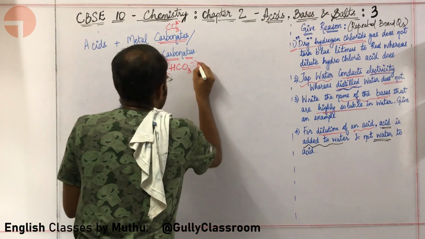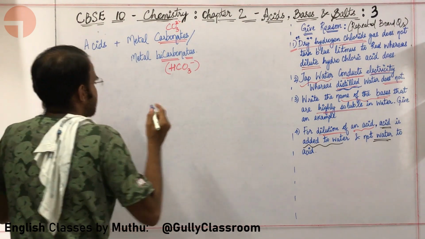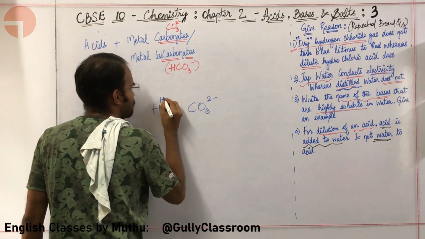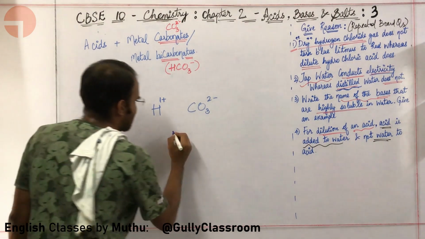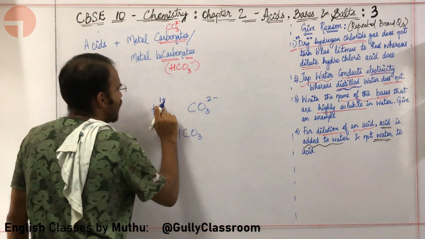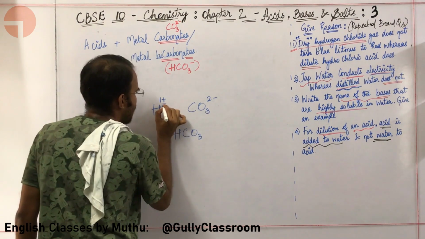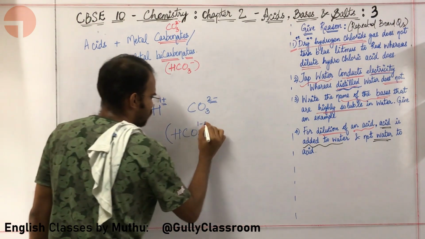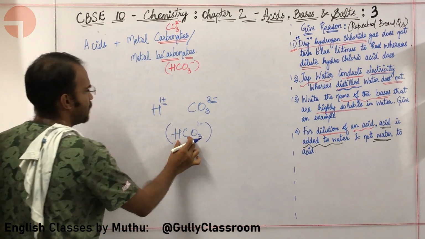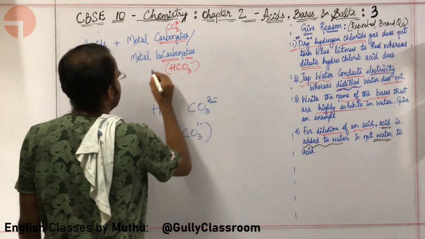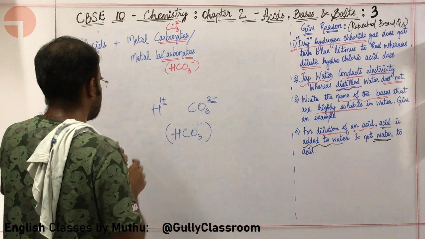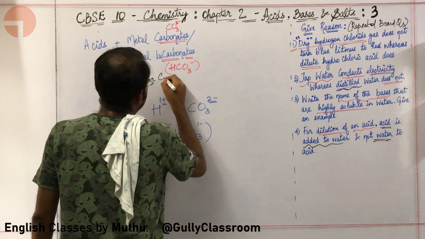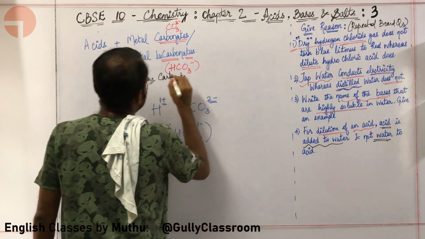How is this HCO3 minus, sir? Okay, let me tell you. Carbonate means CO3 2 minus. Hydrogen usually forms a 1 plus ion. When both of them join together and form HCO3, 1 plus and 2 minus join together, which means you get 1 minus. This is called bicarbonate, or HCO3 1 minus can also be called hydrogen carbonate.